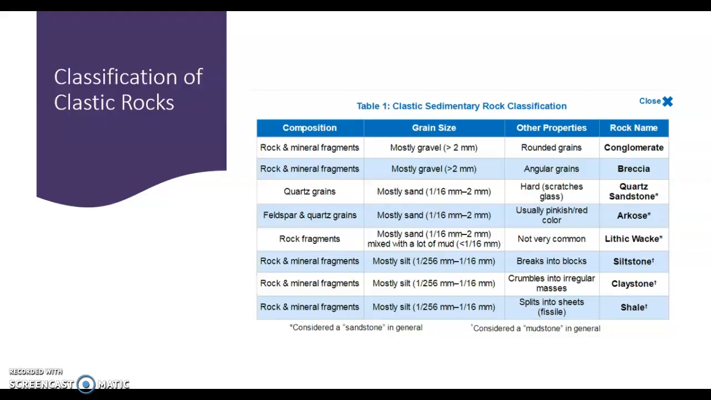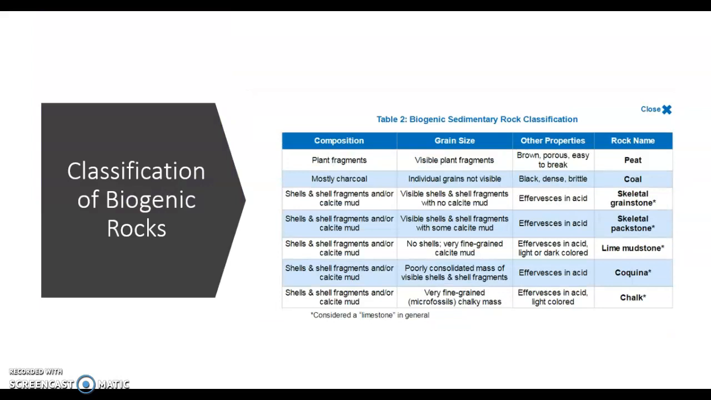As you can see, this is our classification of clastic rocks. Some are considered sandstone, and some are considered mudstone. Like claystone is considered mudstone, shale is considered mudstone, quartz sandstone is clearly considered sandstone as well. The classification of biogenic rocks. Some are considered limestone in here as well, like chalk or skeletal grindstone.